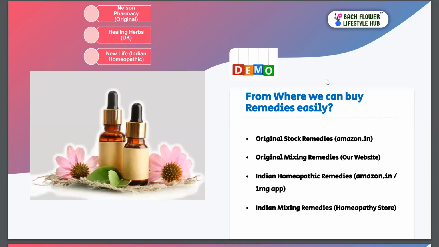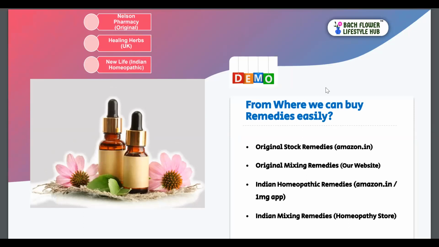Now, from where can we buy these remedies? It is a very common question since it is very new in India, and very few people are aware of these remedies. So there are certain brands available in the market. When I talk about Nelson Pharmacy and Healing Herbs, these are the original remedies, prepared in the UK and specially called original remedies. These remedies are imported into India and the cost is a little bit high. But still, we can use them for the benefit of mental health.